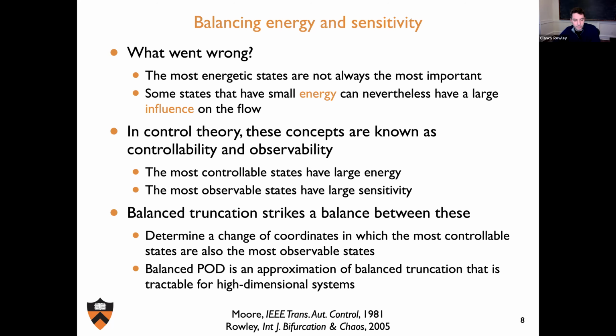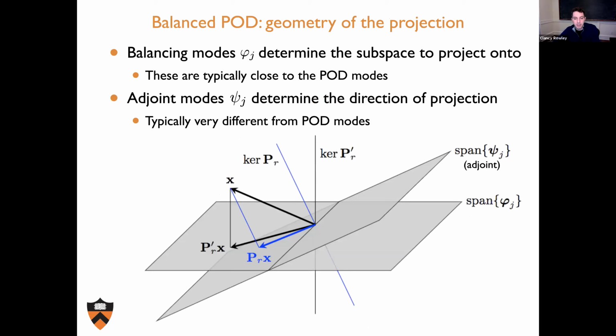There's a beautiful method called balanced truncation, developed by Moore and presented in 1981, in which you can determine a change of coordinates in which the states that are most controllable, the most energetic, are also the most observable, so you're the most sensitive to those. Then if you change those coordinates, it's obvious what to do: you just truncate the states that are least controllable and observable. And there's a method called balanced POD that is an approximation of balanced truncation and is computationally tractable for high dimensional systems.